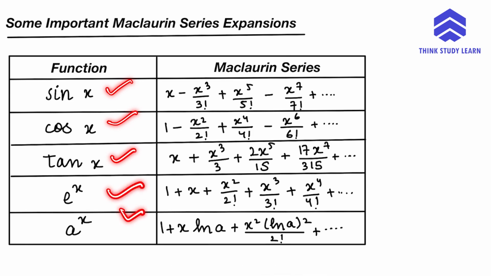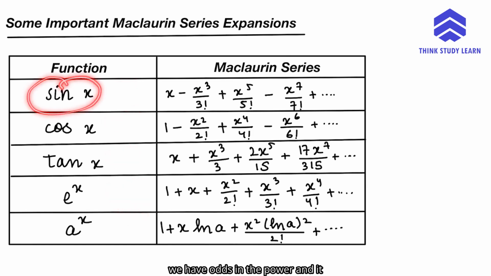In the case of sine, we have odds in the power and it starts with x. In the case of cos, we get evens in the power and we have it starting with 1. In the case of tan, again we got odds in the power. While in the case of e raised to power x, we have a special type of series, that is 1 plus x plus x square over 2 factorial plus x cube over 3 factorial plus x to the 4 over 4 factorial, while for a raised to power x, we have 1 plus x ln of a plus x square ln a square over 2 factorial plus up to and so on.